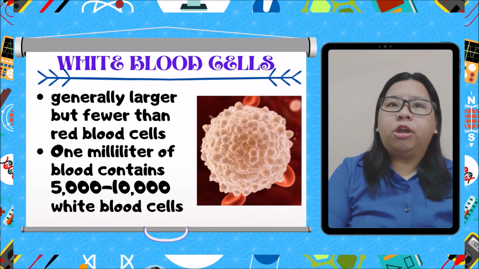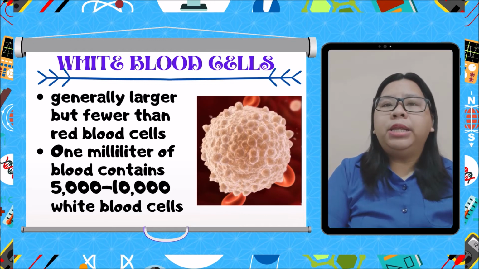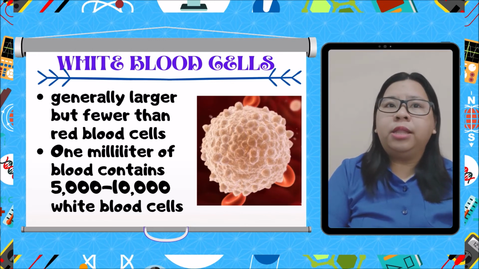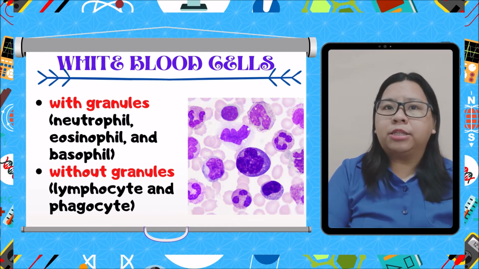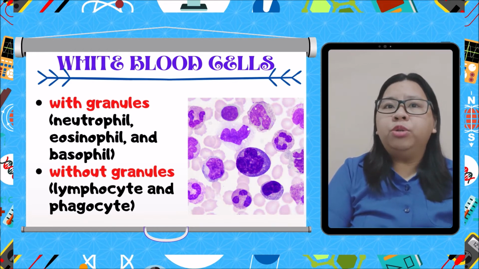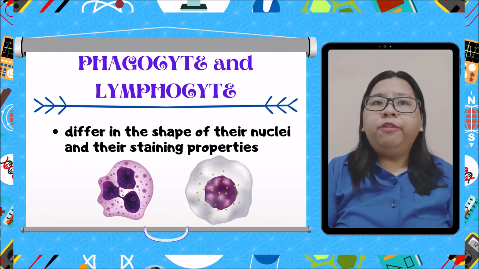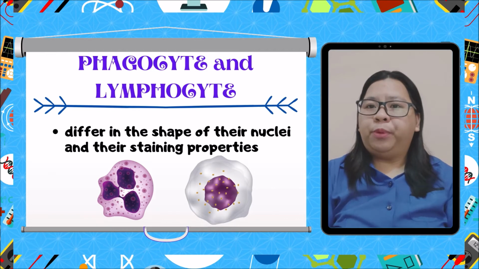White blood cells are generally larger but fewer than red blood cells. 1 milliliter contains 5,000 to 10,000 white blood cells. There are two groups of white blood cells: those with granules such as neutrophil, eosinophil, and basophil, and those without granules such as lymphocyte and phagocyte. They differ from one another in the shape of their nuclei and their staining properties.